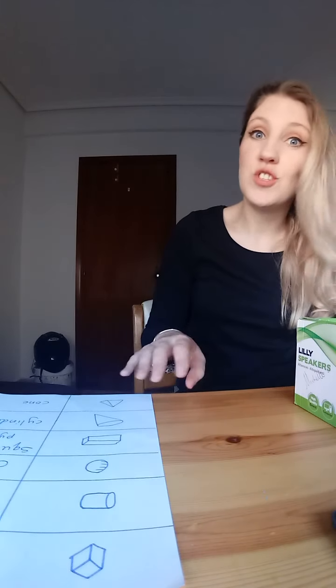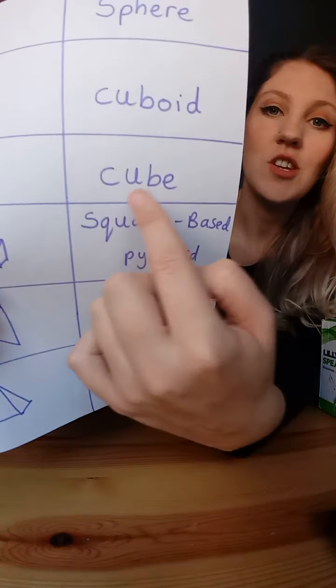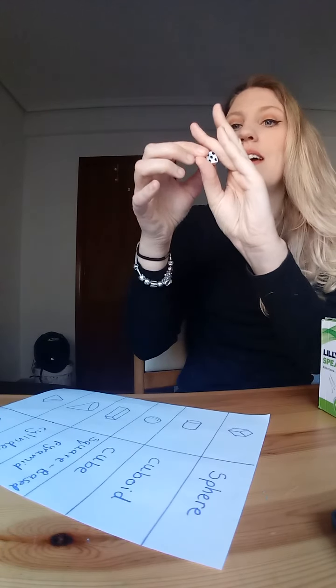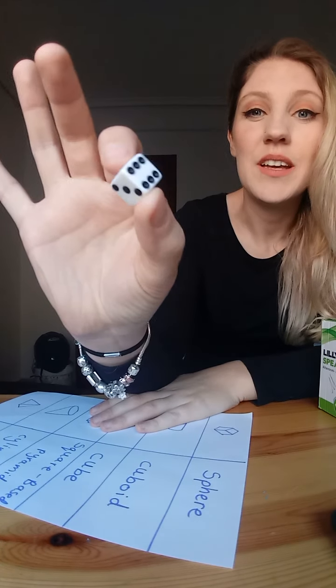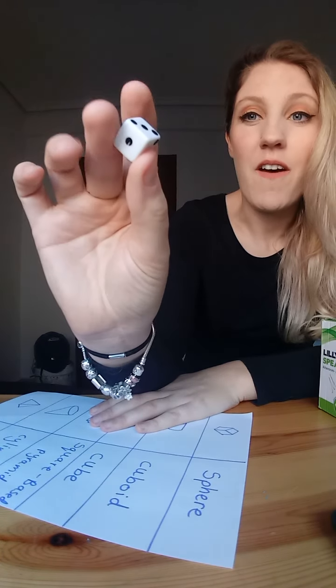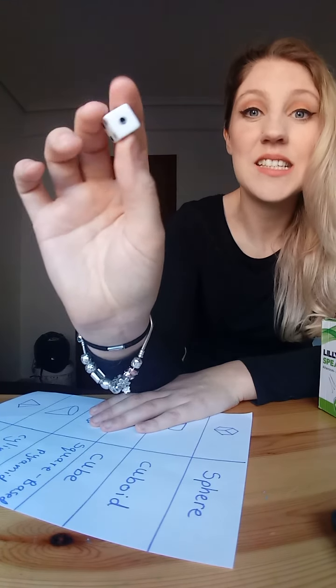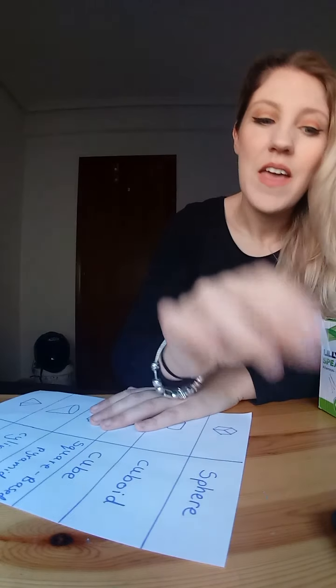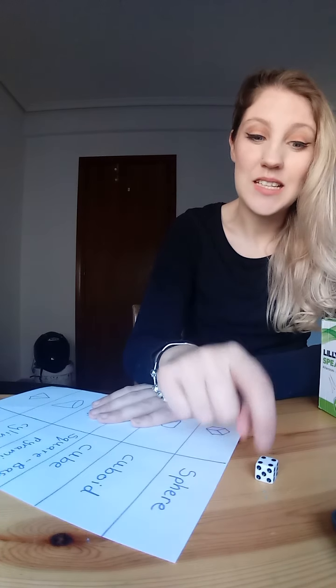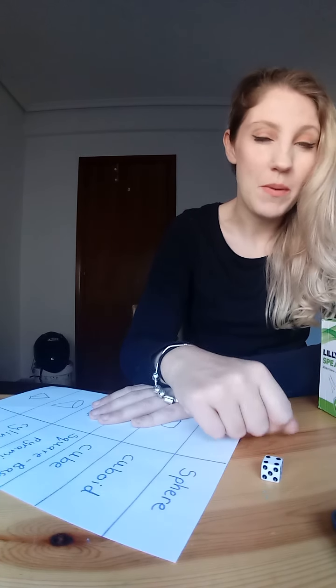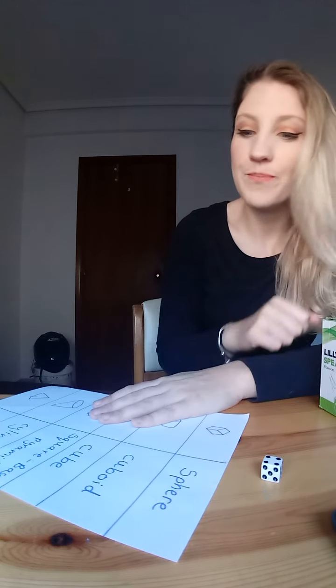Okay, moving on to the word cube. There's an example of a cube. A little dice, because every face is a square and every face is exactly the same size. Can you think of anything else that is a cube shaped? Maybe you have some in your house.